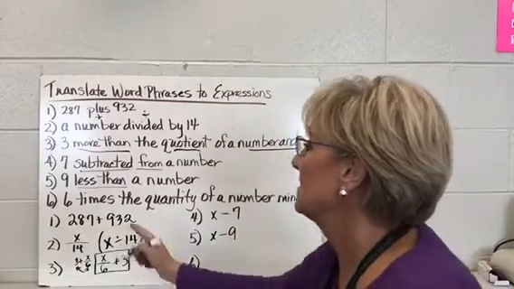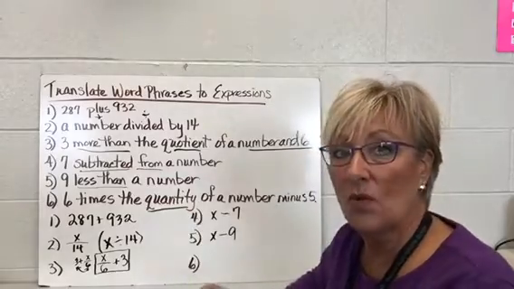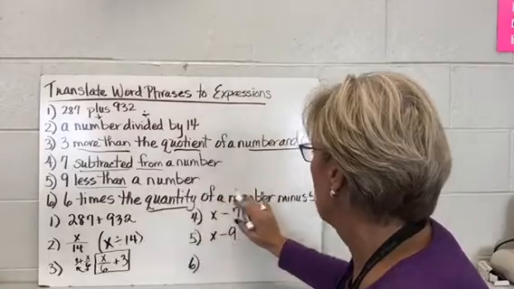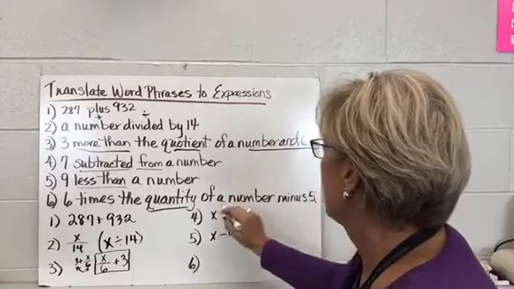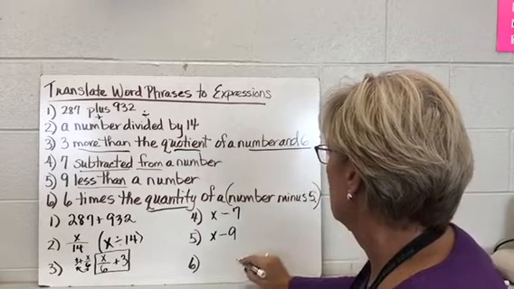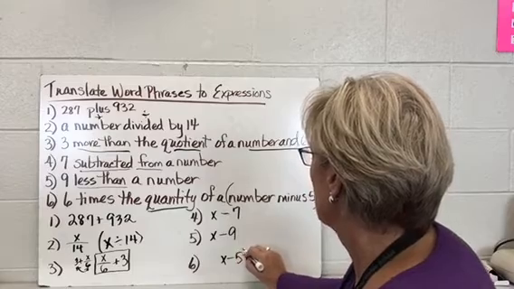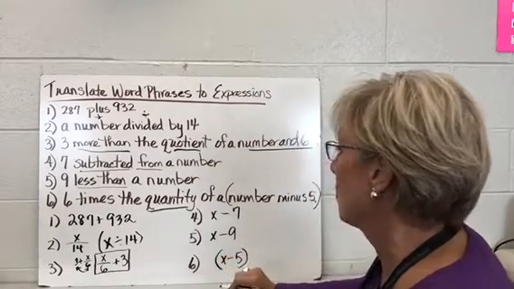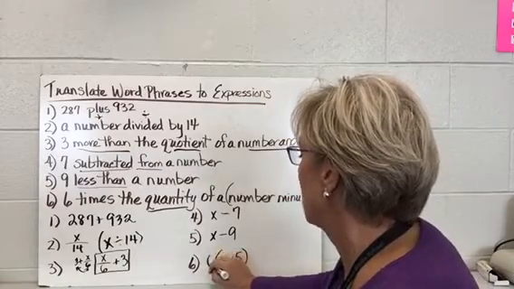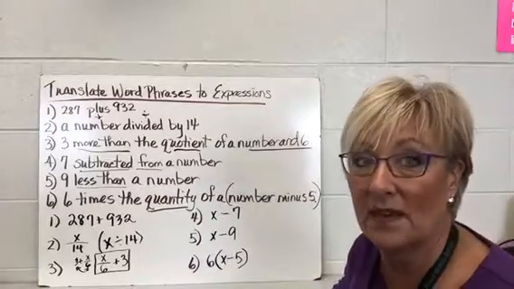Now, number 6 says 6 times the quantity of a number minus 5. And at the very beginning, we said quantity means in parentheses. So the quantity is going to be whatever the number is minus 5. So I'm going to put in here X minus 5. That is the quantity, or what goes inside the parentheses, and I'm saying 6 times this quantity, which means I can put a 6 on the outside and say 6 times the quantity of X minus 5.